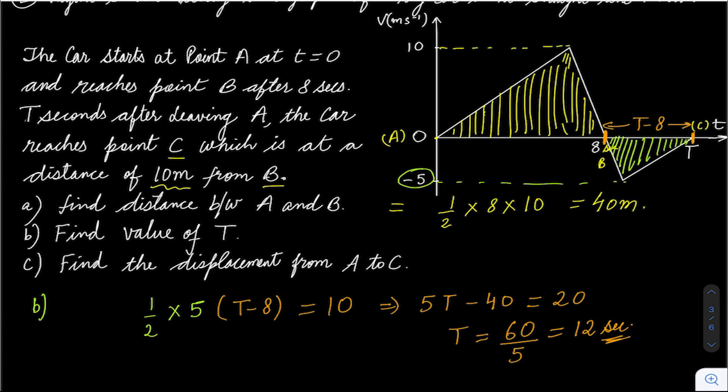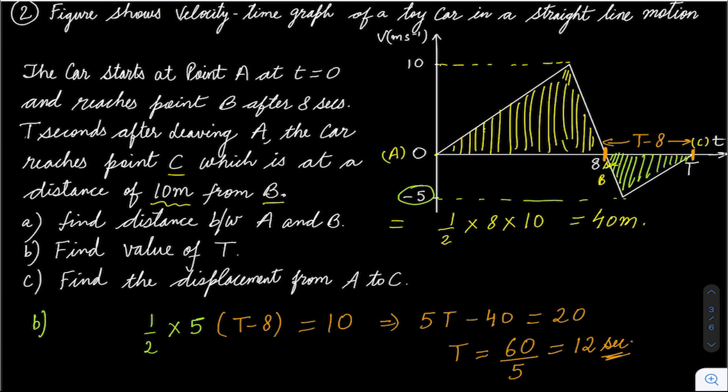Okay, C part. Find the displacement from A to C. Now, this is what I was talking about when I said that sometimes the area gives you displacement also, but in all the cases, 100% of the cases, it gives you distance. But sometimes you can find area under the velocity-time curve to find displacement also. So I will tell you how. Now see this. The first area, the triangle above the x-axis, this area was 40 meters, right? We found the distance between AB is 40. It means this area is 40 and this area that is below the x-axis is 10 meters.